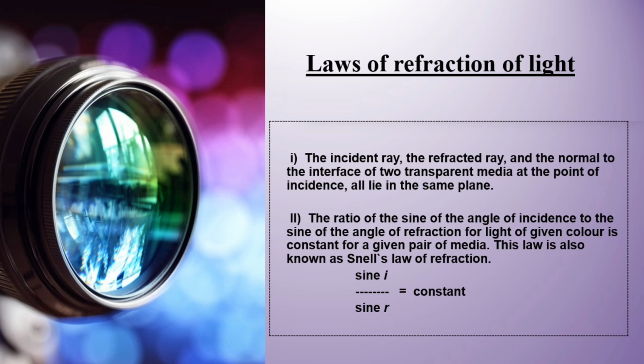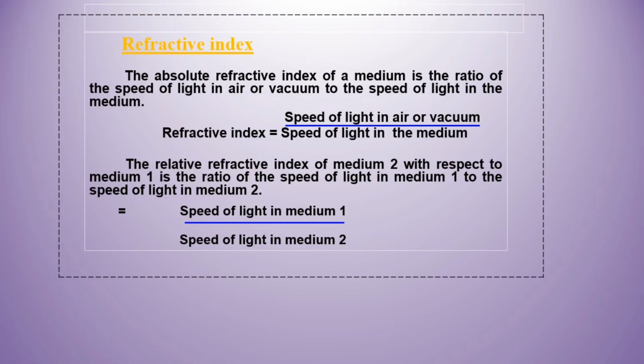Refractive index. The absolute refractive index of a medium is the ratio of the speed of light in air or vacuum to the speed of light in the medium. So this is called the refractive index. The relative refractive index of medium 2 with respect to medium 1 is the ratio of the speed of light in medium 1 to the speed of light in medium 2.